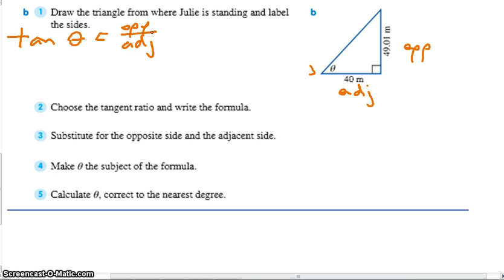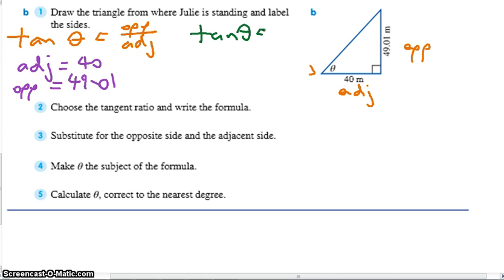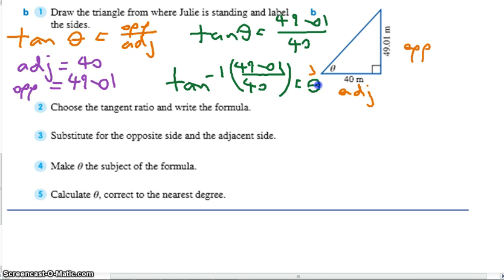Now we write down what we know. Theta is still theta. The adjacent equals 40 and the opposite equals 49.01. So now we substitute in: tan theta equals opposite over adjacent, which is 49.01 over 40. Okay, what do we put into our calculator? You're all saying the tan inverse, so I'm happy with that. 49.01 over 40 equals theta.